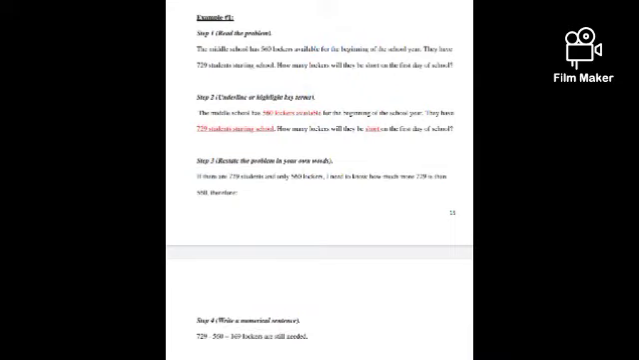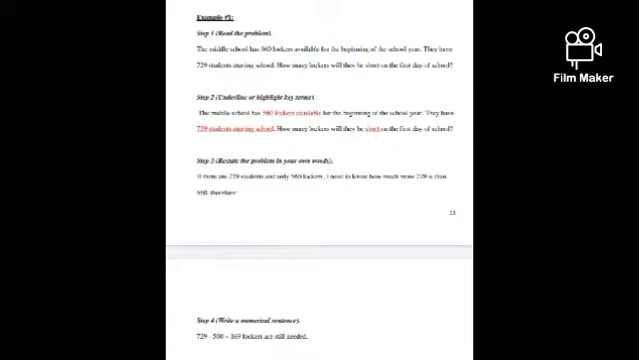Let us take examples on how to apply the 4 steps in using the paraphrasing strategy for understanding the problem. For our example 1, step 1 is read the problem. The problem reads, the middle school has 560 lockers available for the beginning of the school year. They have 729 students starting school. How many lockers will they be short on the first day of school? That is the first step, read the problem.